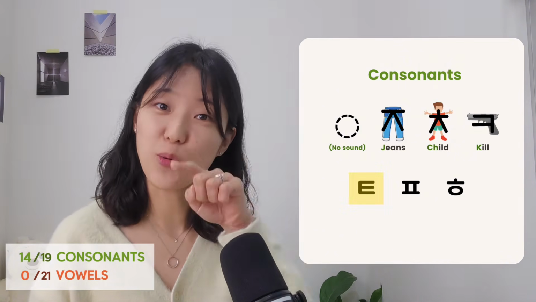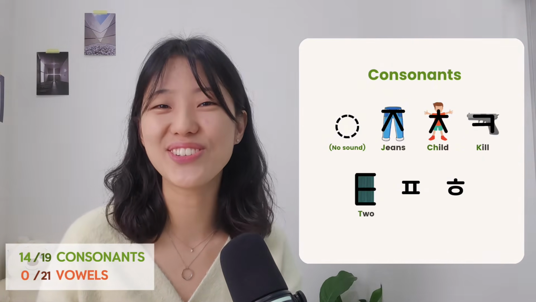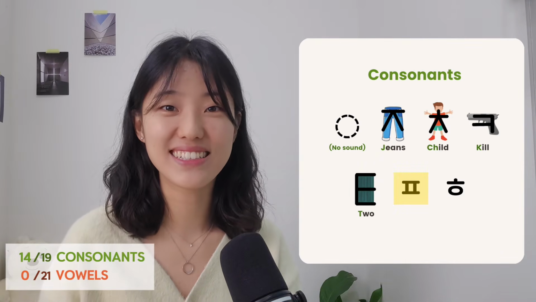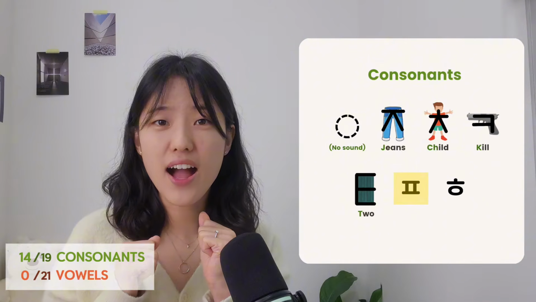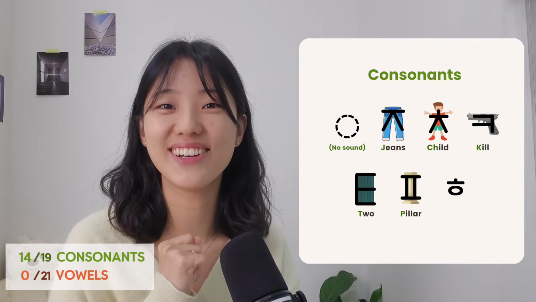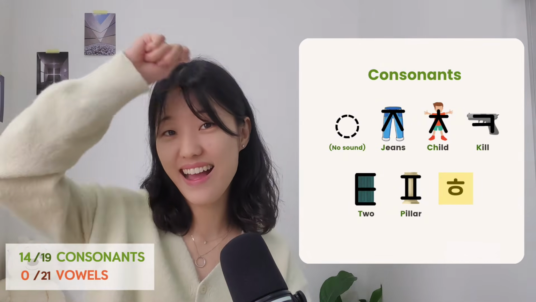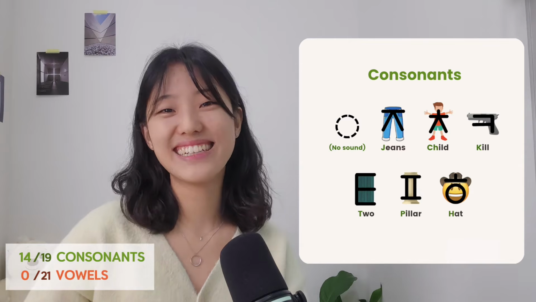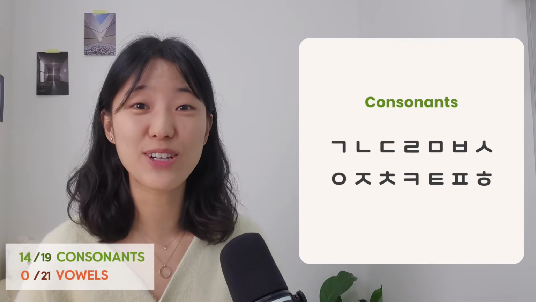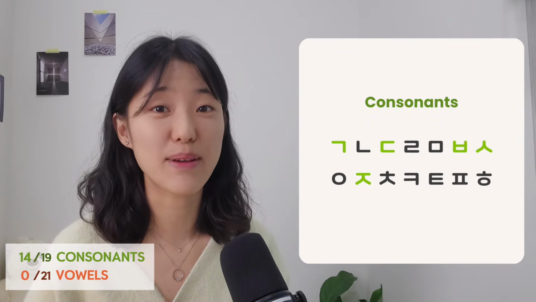What about the next one? Do you remember the door? And the door split into two. 트 from two. What about the next? What do you see? A pillar. 프 from pillar. And the last one, which is a man with a hat. H from hat.